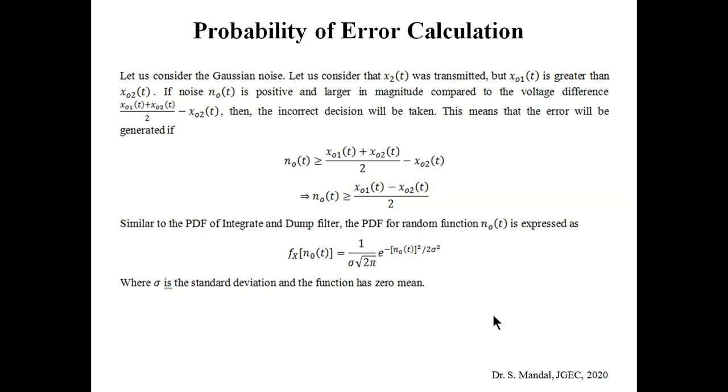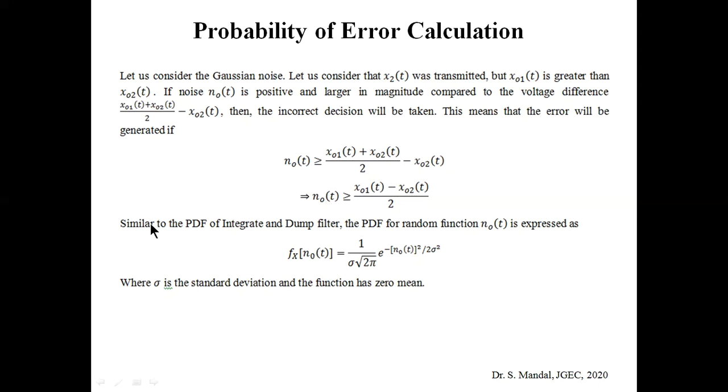So when will the error be introduced? In this case, if the noise voltage is greater than or equal to (x01t + x02t)/2 minus x02t. Okay, so by simplifying it, n0 is greater than or equal to (x01t - x02t)/2.